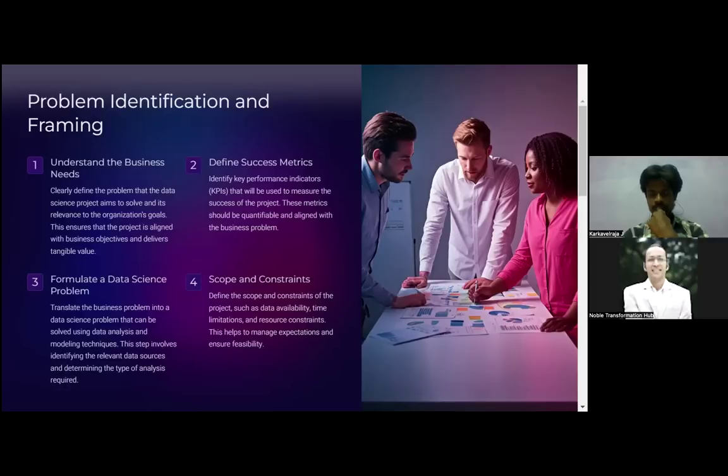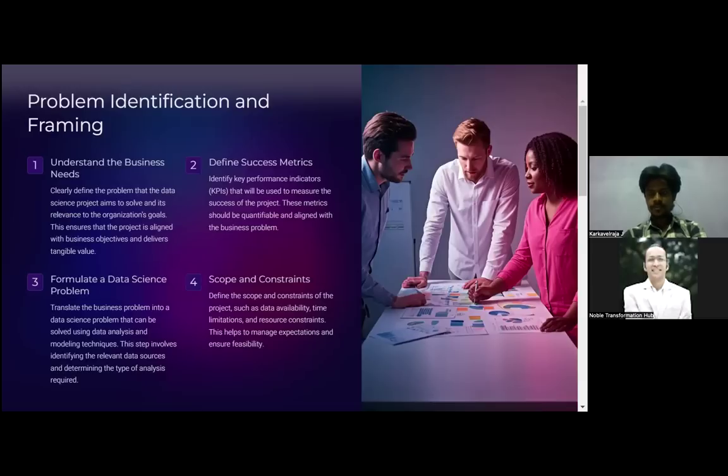Because with the business problem, the stakeholders are not data scientists. They will tell you, this is the problem, this is this, this is this. So you have to translate it properly in terms of data analysis, modeling techniques, steps involved, data sources, determining the type of analysis, model selection, and all those things, right? They will give you a business problem, but you have to formulate it into a data science problem. That is very, very crucial, guys.